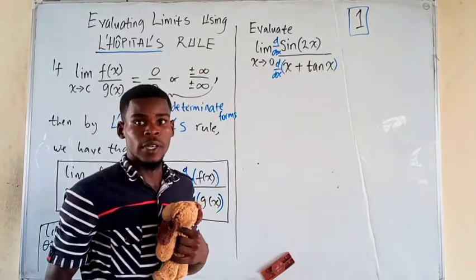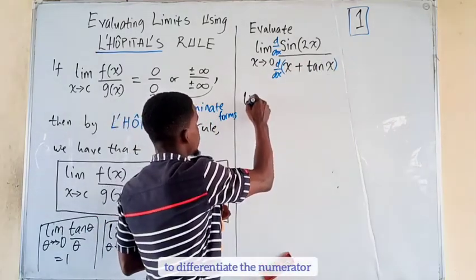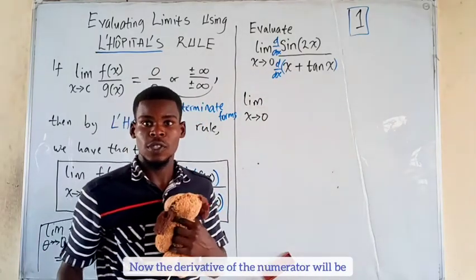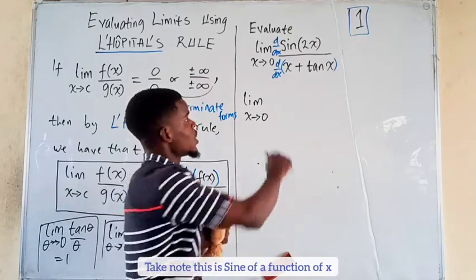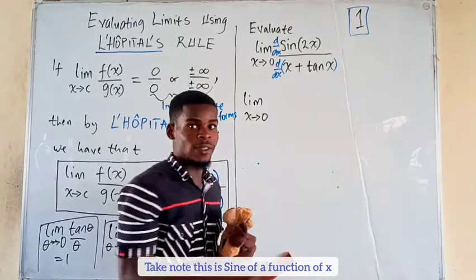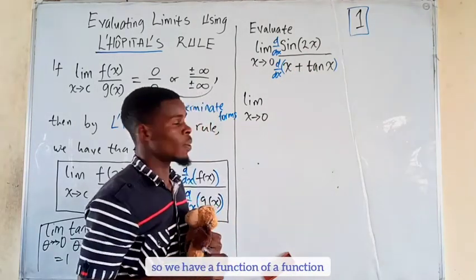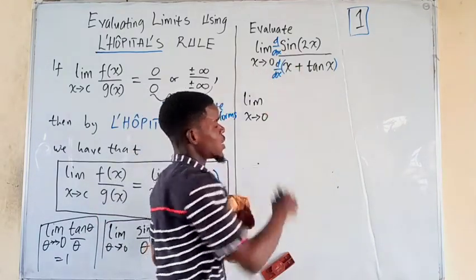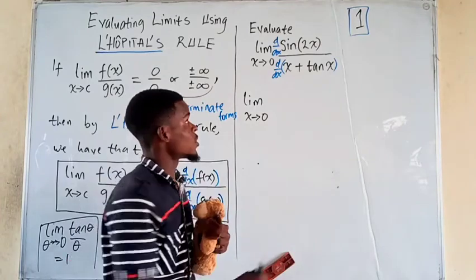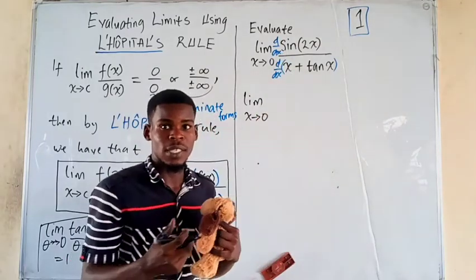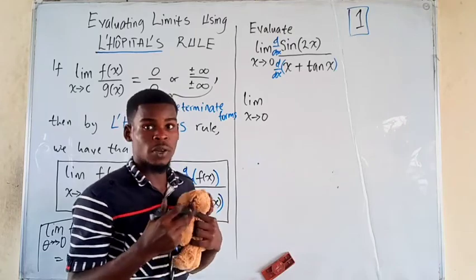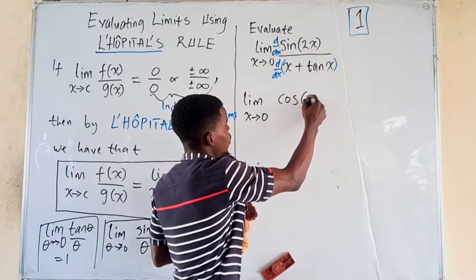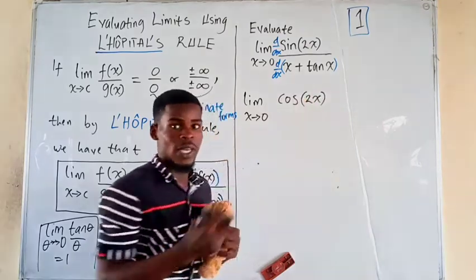So when we differentiate the numerator, I'm going to put this down, the limit as x tends to 0. Now the derivative of the numerator will be this. Take note, this is sine of a function of x, so we have a function of a function. So I'm going to apply the chain rule. We start off with the first function, which is the sine. That is the outside function. The derivative of sine of something with respect to x will be cosine of that thing. And that thing here is 2x.